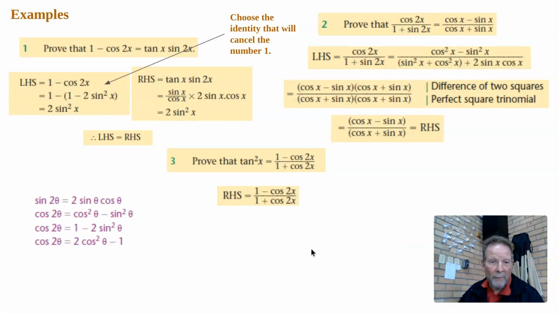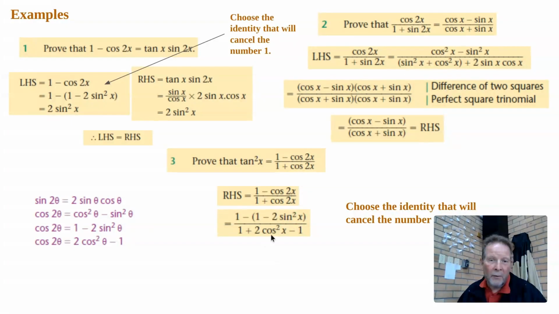One more example. Here they show this one. 1 minus cos 2x over 1 plus cos 2x. And it's the same thing as up there. You've got three things to choose from. What are you going to choose? Well, choose the ones that make that 1 that's in front cancel. Choose the identity that will cancel that number 1. So that's what they do.